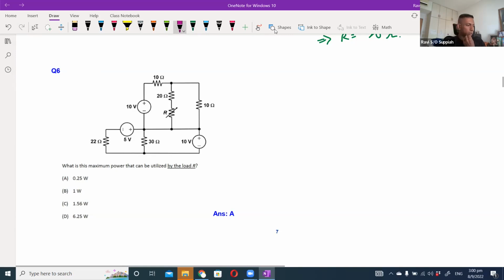Okay, so we'll go on to the next question. In this next question, they ask what is the maximum power to be utilized by load R. Whenever you see these kinds of terms, maximum power, you straight away know that you're supposed to use the Thevenin's equivalent. That means you're supposed to find VTH and RTH, because the maximum power will only be delivered when the load resistance is equivalent to the Thevenin equivalent resistance. So basically what you need to do is redraw this circuit with the load removed.